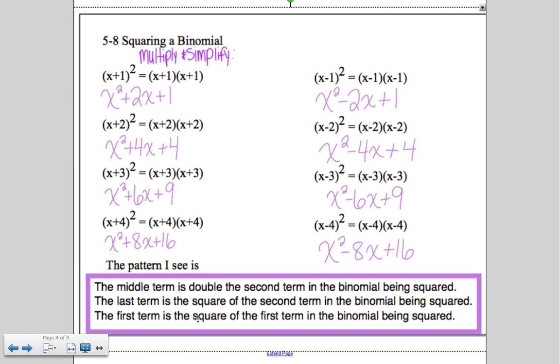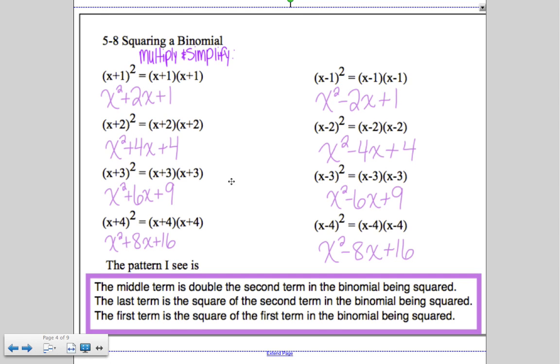And then the first term is the square of the first term in the binomial being squared. So that's just saying here we have the x as our first term in that binomial, so it's always x squared. And it even works here for the subtraction. When we do x minus 1 squared, this negative 1, it's double the negative 1 for our middle term. So we get negative 2x. And then the negative 1 squared is plus 1 as our last term.